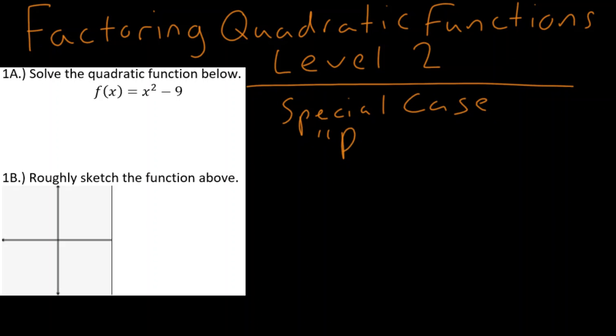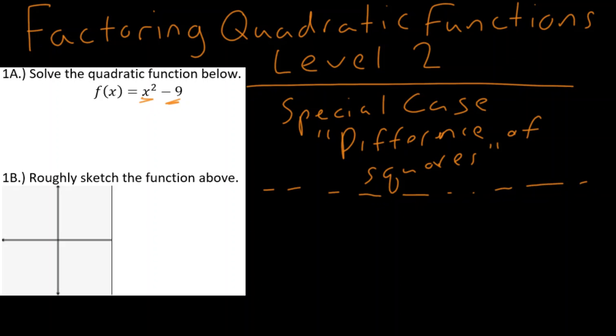We call this a difference of squares. This is why I'm your math teacher and not your spelling teacher. Okay, so there's something going on here. We have f of x is equal to x squared minus 9, and 9 is a special number. What is 9? Why is 9 special?